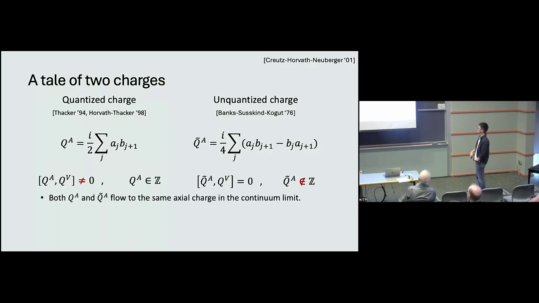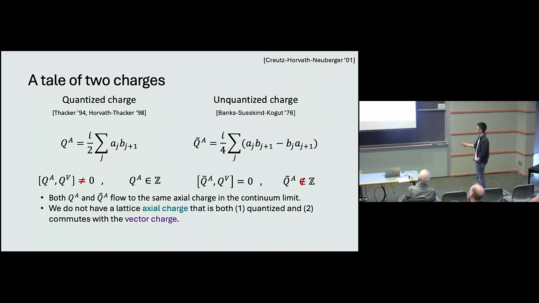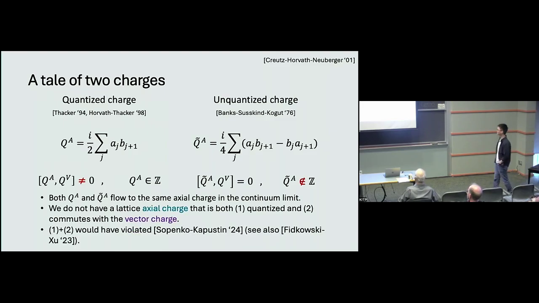Both of them flow through the axial charge in the continuum limit, but we don't seem to have a lattice axial charge that is both quantized and commutes with the vector charge. Well, you might think, Arco, Sal, and I are just a bunch of amateur kids. And suppose someone from the audience who is an expert thinks about this harder, maybe they will be able to find yet another, say, Q double tilde A, that both commutes with the vector charge and has integer quantized eigenvalues. But in fact, that's not the case. If you have a quantized charge that commutes with the vector symmetry, that would have violated the no-go theorem by Kapustin and Sopenko. So this is really the best you can do.